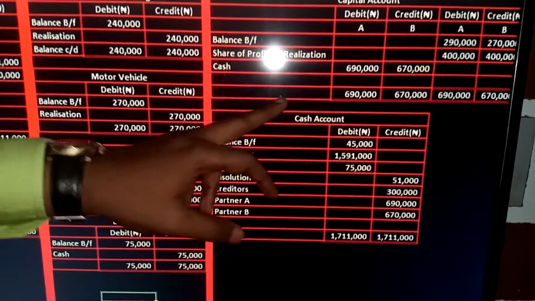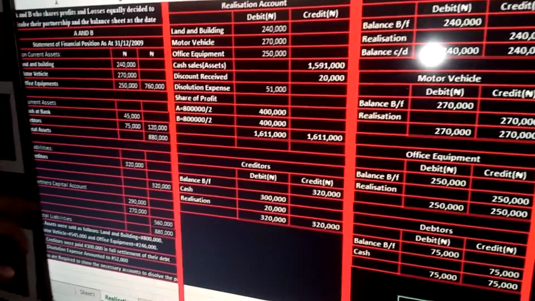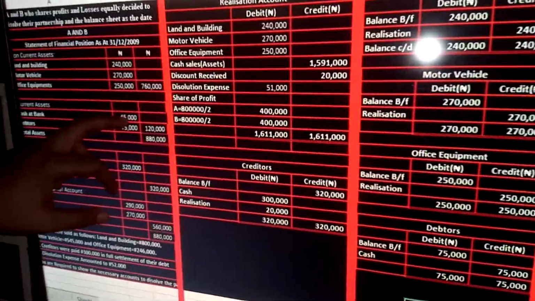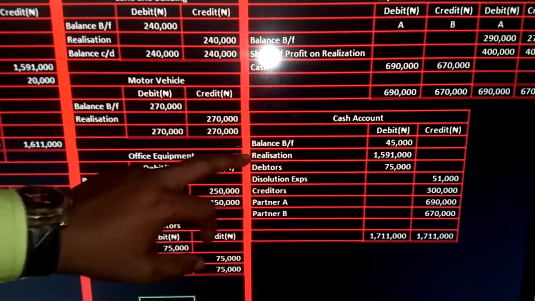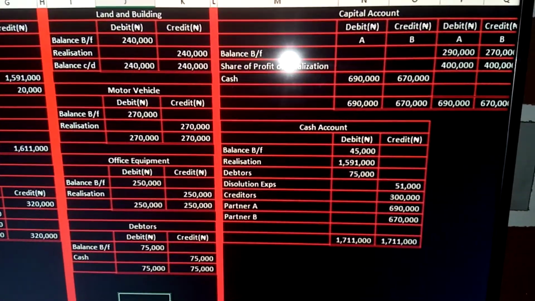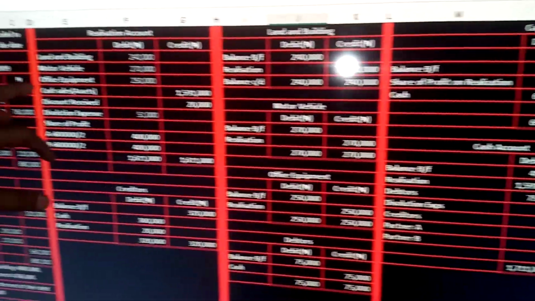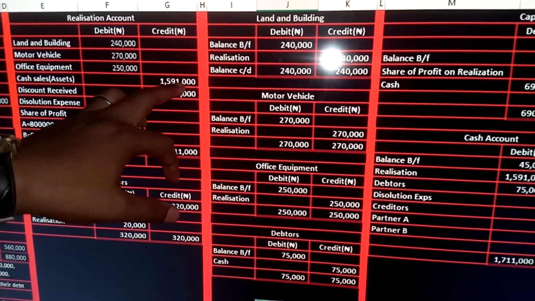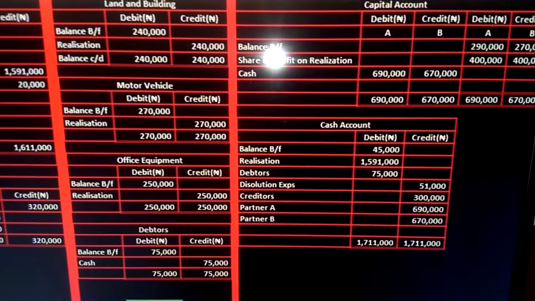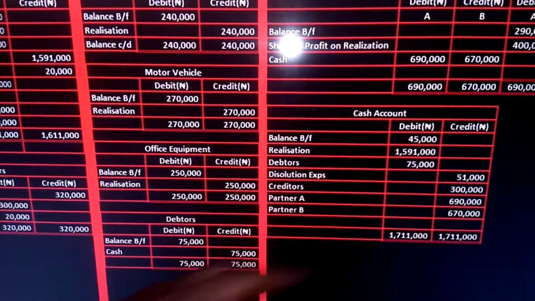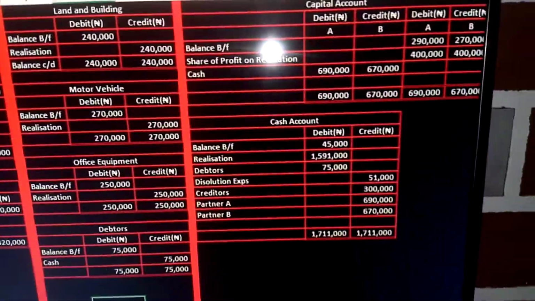So here's the cash account now. What's the balance brought forward? 45,000 is from the question. We have balance brought forward, 45,000. Now, realization, that is the amount realized from all the assets sold. Look at the account here. Cash sales, 1,591,000. So we have realization account here, 1,591,000. Debtors paid us 75,000. Look at your debtor account here. Balance forward, cash, 75,000.